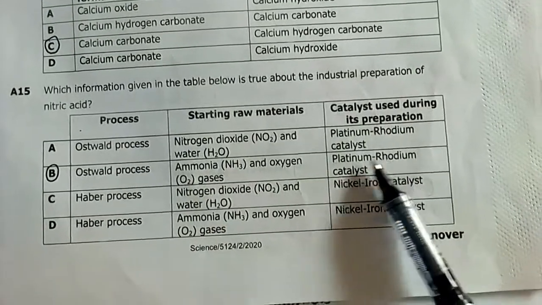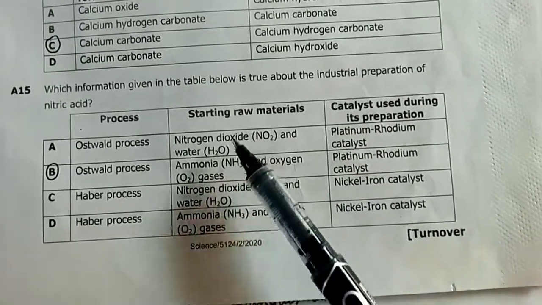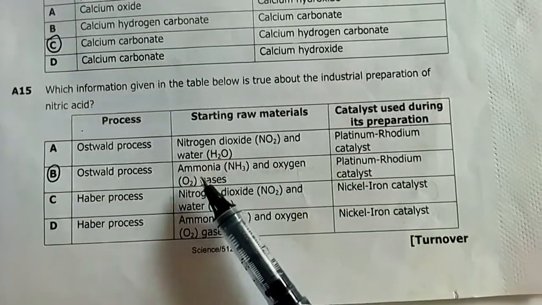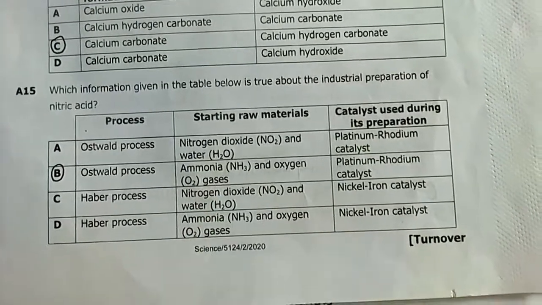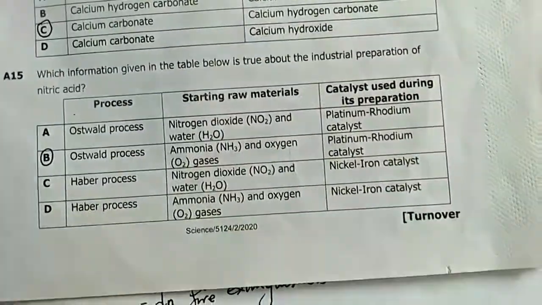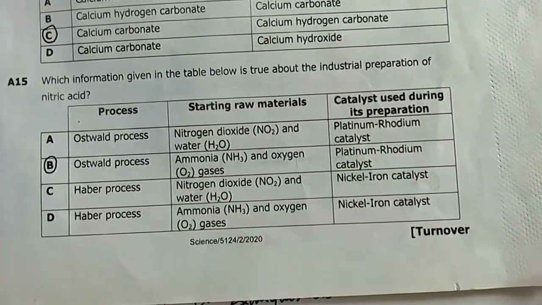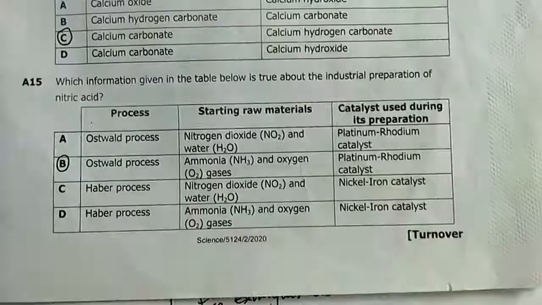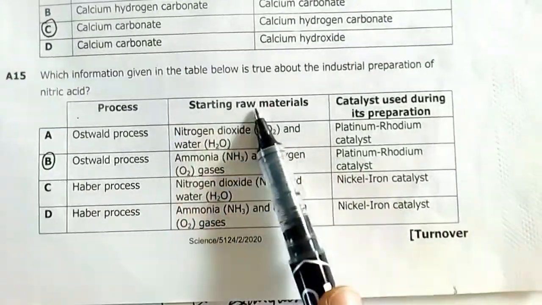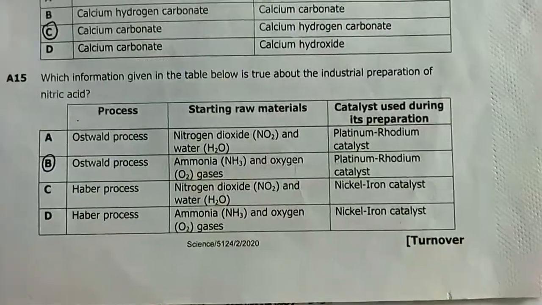These are the catalysts. They are similar, so the difference should be somewhere here. Here, ammonia and oxygen gases. Okay, starting raw material. That's ammonia and oxygen. Our answer here is B. A doesn't qualify because the nitrogen dioxide forms at a later stage, but they want the starting raw material. So my answer here is B.